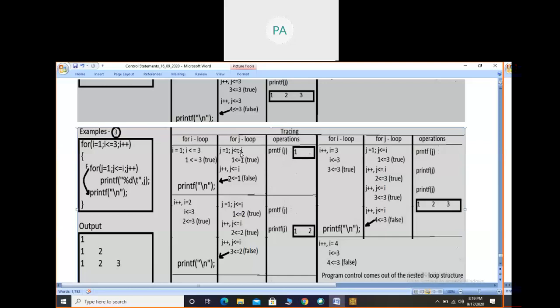So j less than or equal to i, 1 less than or equal to 1. So first time the condition is true, so print j. Here I am printing the value of j, so that is 1. Next, the j value will be incremented. j becomes 2, whenever we write j plus plus.